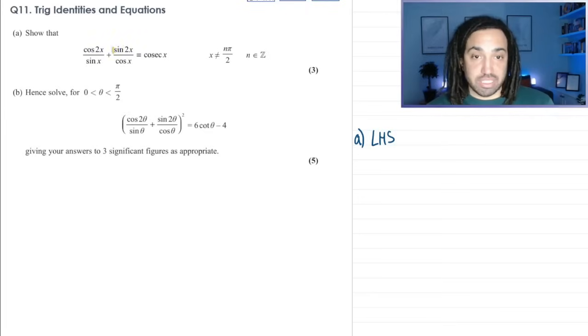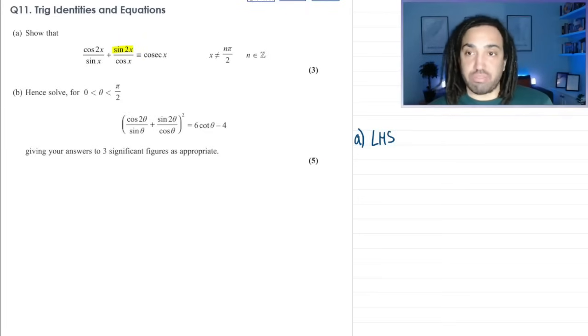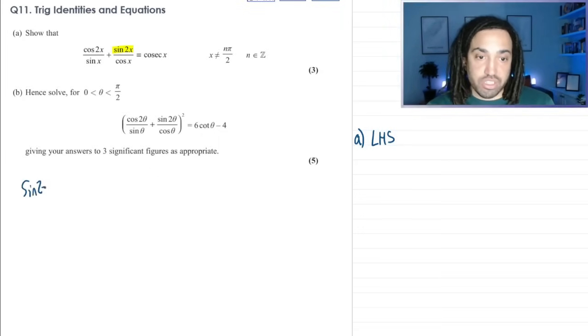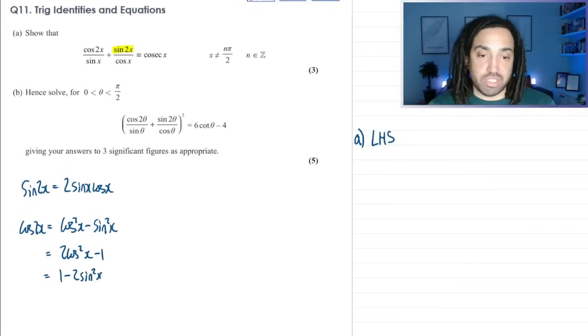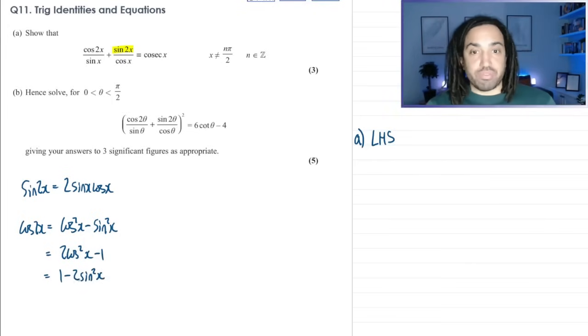Sine 2x is quite restricted. Let's write it down here. Sine 2x is equal to 2 sine x cos x. It's the cos 2x which has loads of different forms, well, 3. It's cos squared minus sine squared, which you can then write as 2 cos squared x minus 1, or you could write it as 1 minus 2 sine squared x. So there's 3 to pick from.